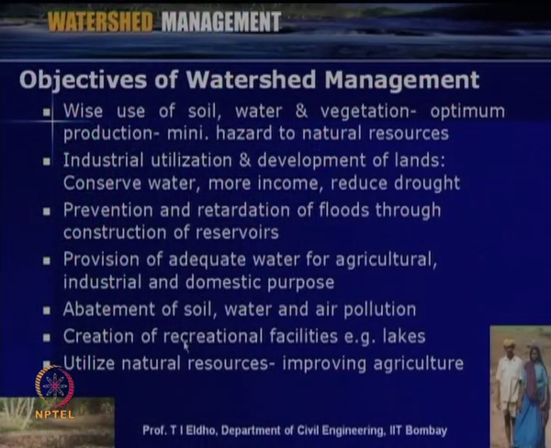Then some other objectives like creation of recreational facilities. For a particular area, we can construct lakes or ponds, so that we can have the facility of recreation. And then the objective can also be the utilization of the natural resources, so that we can have improved agricultural practices and better production from the land. And then finally, in an overall way, the final objective will be the total upliftment of the concerned area with respect to the flora and fauna, and of course the people concerned. So, that will be the objective with respect to the socio-economic aspect of the watershed.